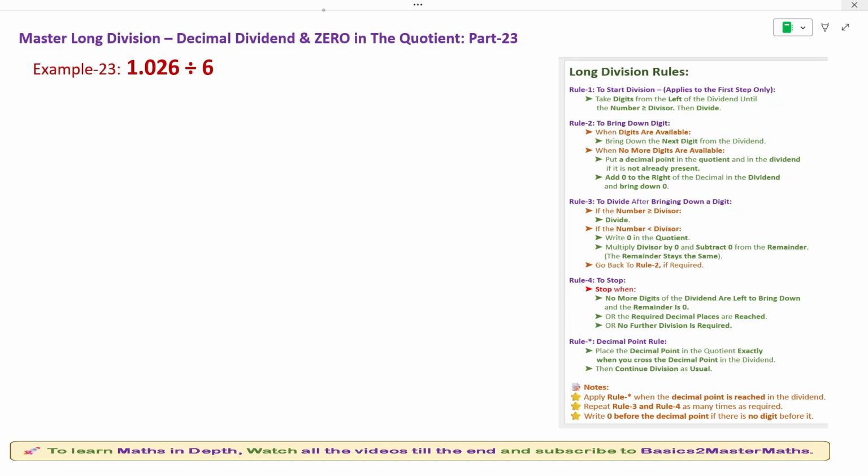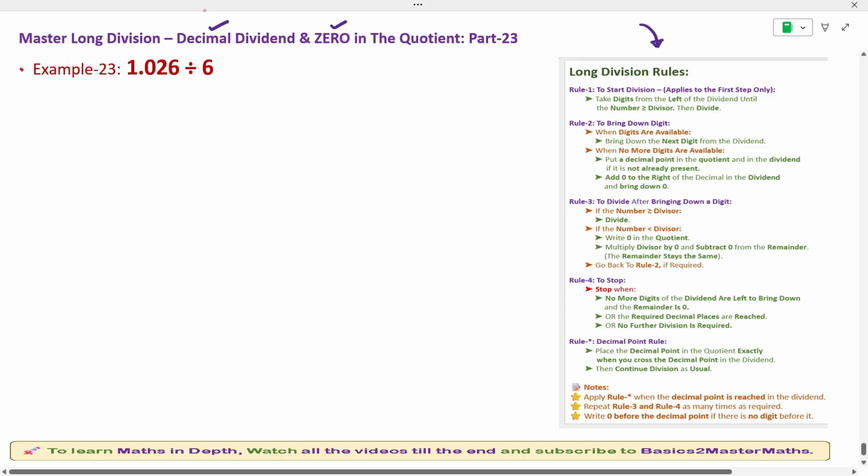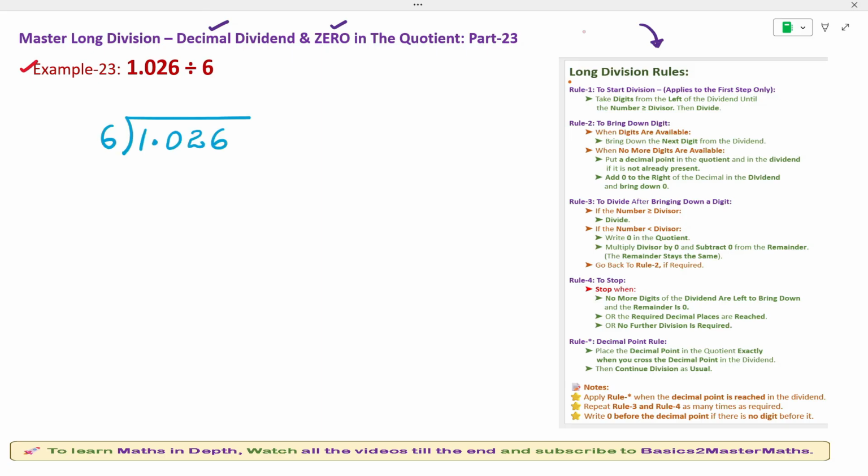In this video, let us learn how to divide a decimal number and when to write 0 in the quotient. Please follow the below rules so that you do not make any mistakes. Let us divide 1.026 by 6. Let us apply rule 1.